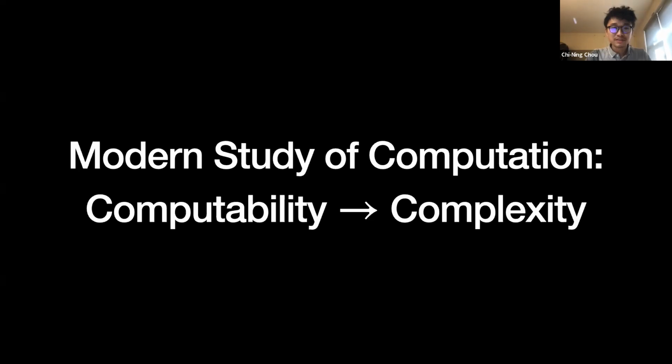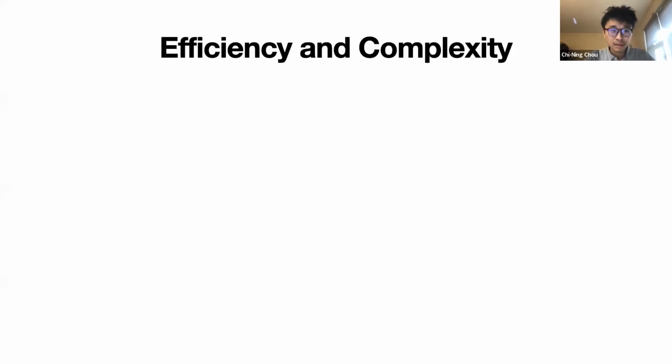Okay, great. So now we have seen different computational models and different computational resources, so we can enter the modern study of computation, which I phrase as a shift from computability to something called complexity. So what do I mean by complexity? It is very related to something called the efficiency of computation.